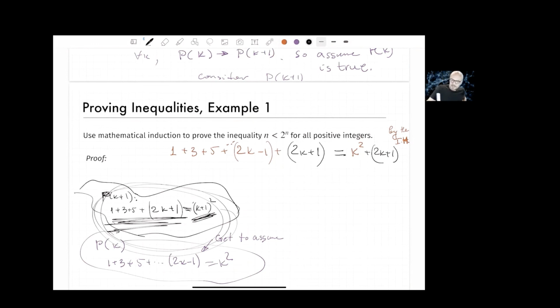If I get to assume that to be true, then the rest is just algebra, as will almost always be the case in the homework assignments, and certainly in the quizzes. So the rest is algebra. You just have to clearly identify where your inductive hypothesis piece is. So here's my inductive hypothesis.